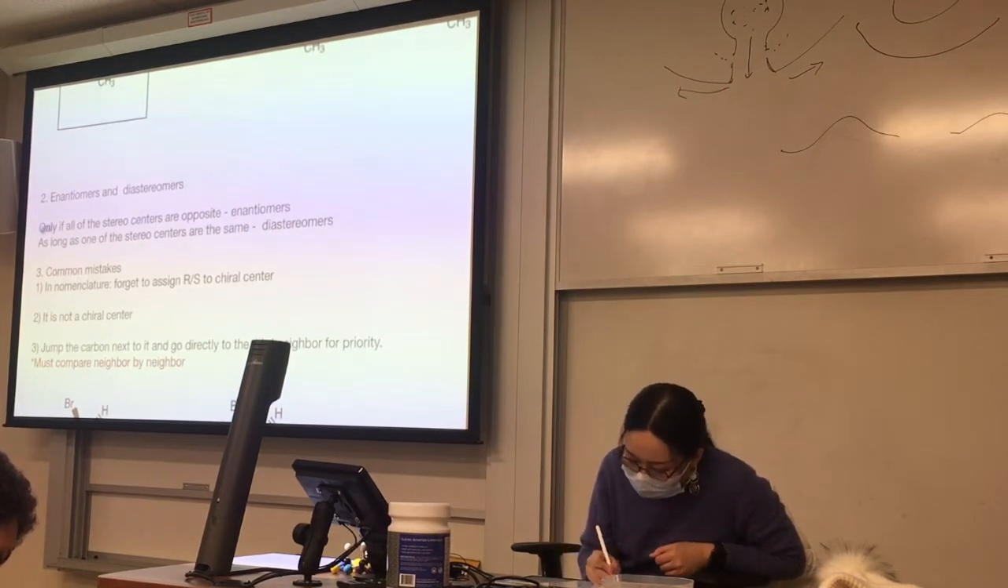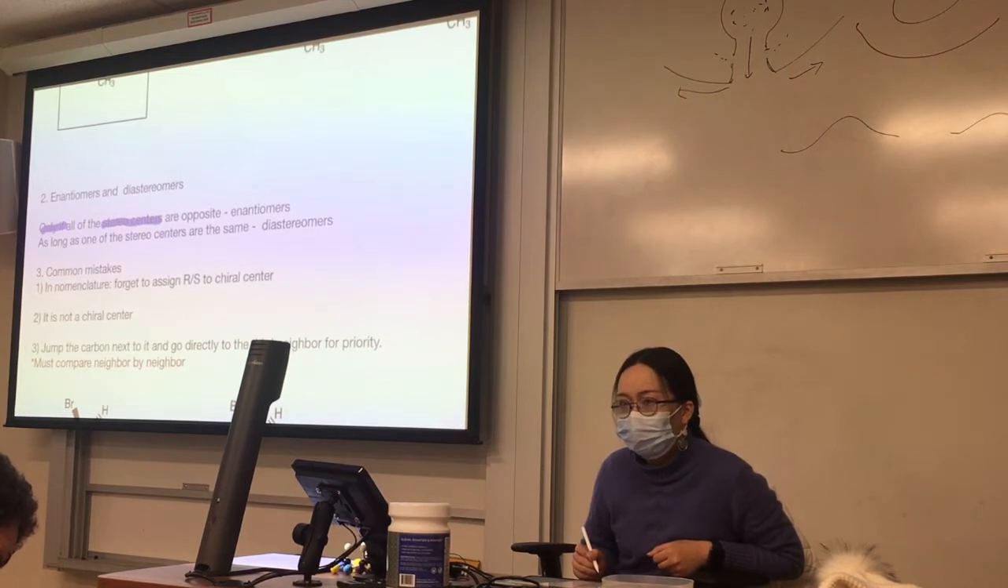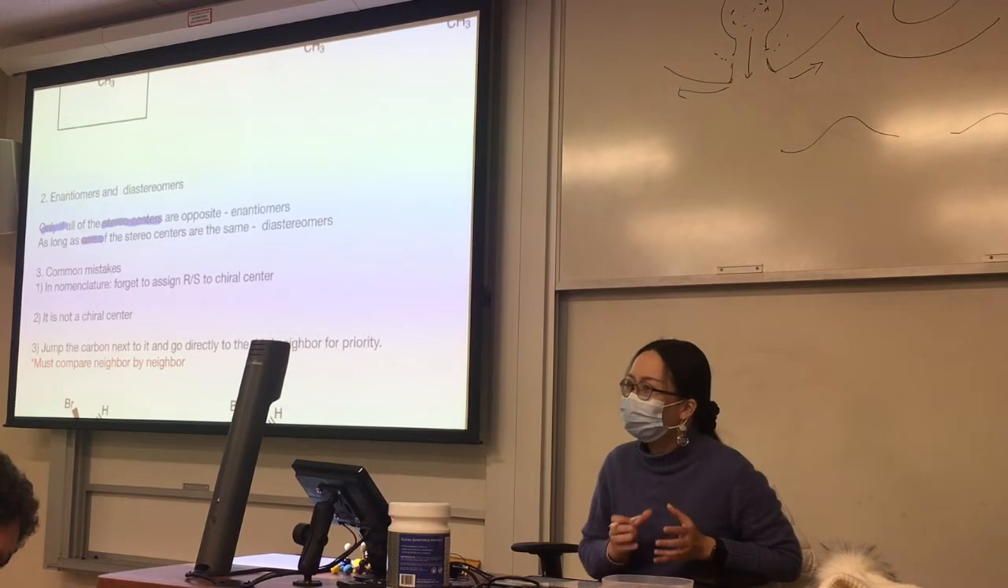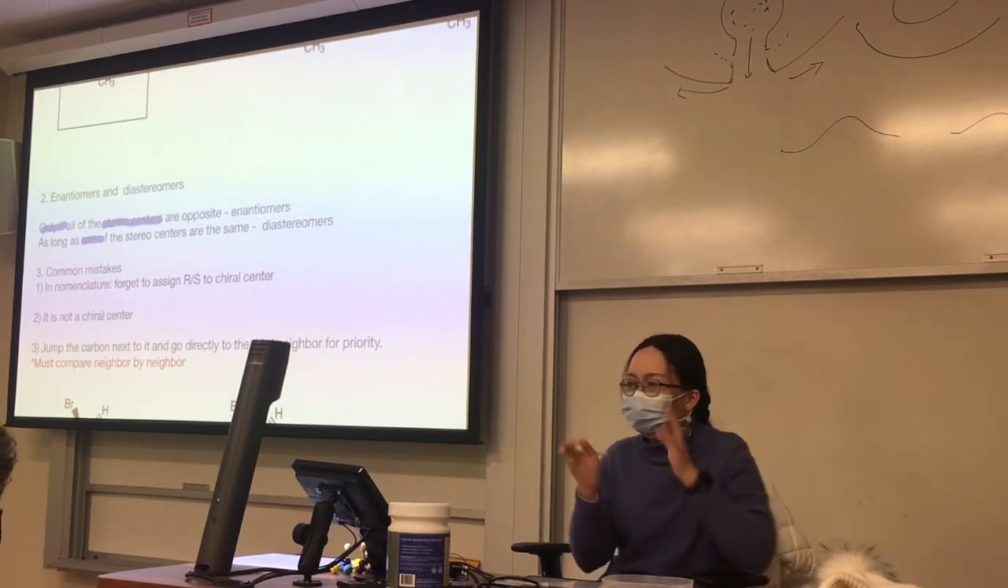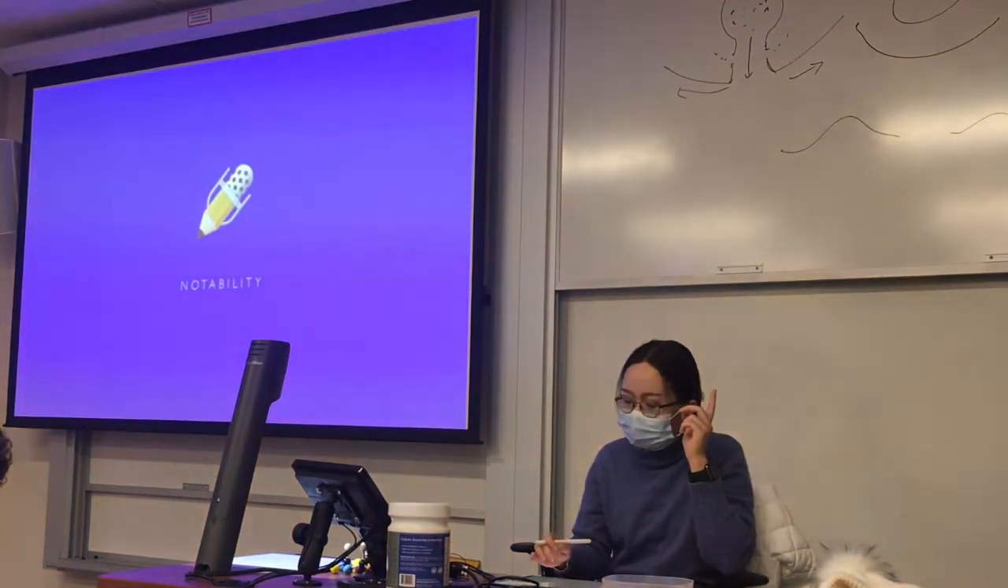Only if all the stereocenters are opposite, they are a pair of enantiomers. As long as one of the stereocenters is the same, they are a pair of diastereomers. Does that sound much easier? You don't have to compare the mirror image or anything like that, right? Okay, let's check if that works.